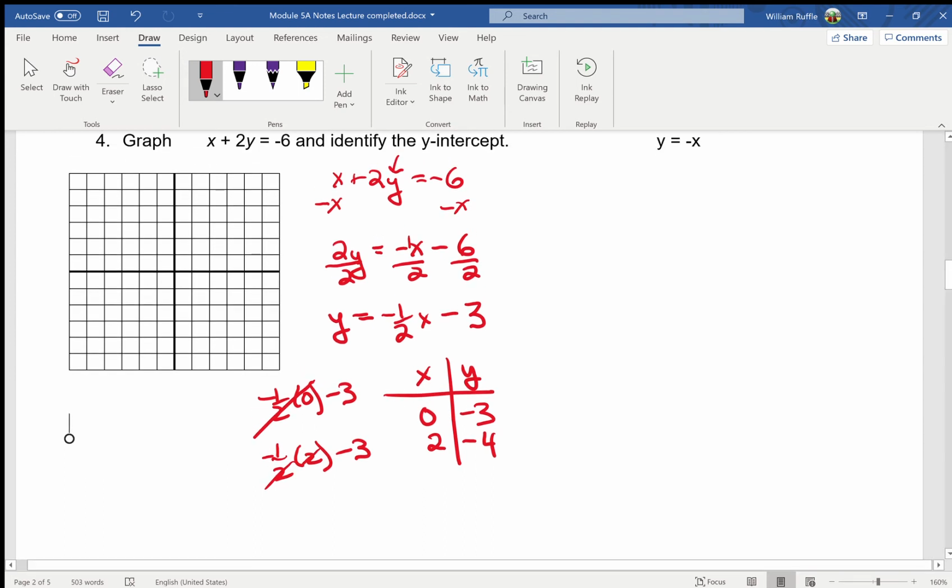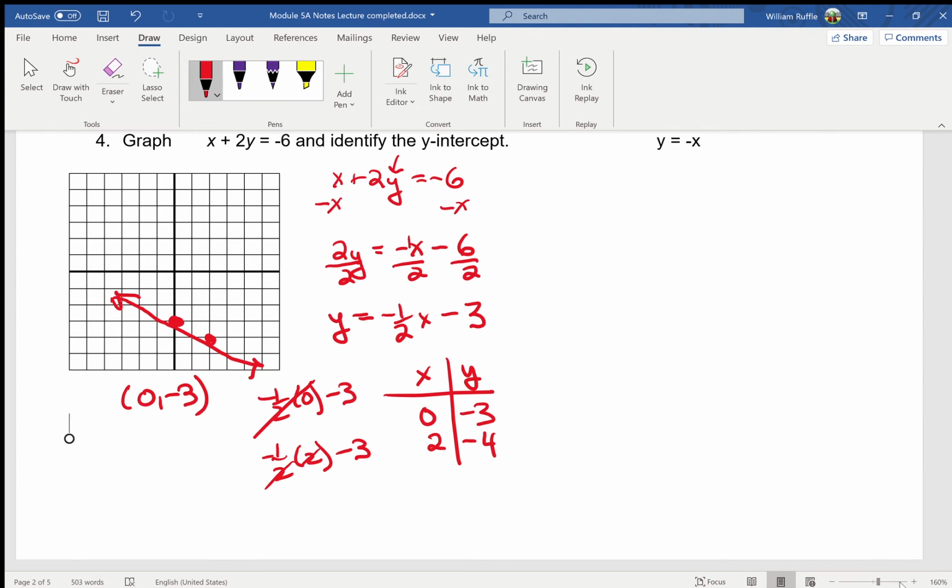So, I've got to graph these 2 points, 0, negative 3. So, start at the origin, go down 3, 1, 2, 3. And you'll notice that is the y-intercept again. And I've got to do 2, negative 4. Go over 2, down 4. And there's my other line. And the y-intercept is 0, negative 3.